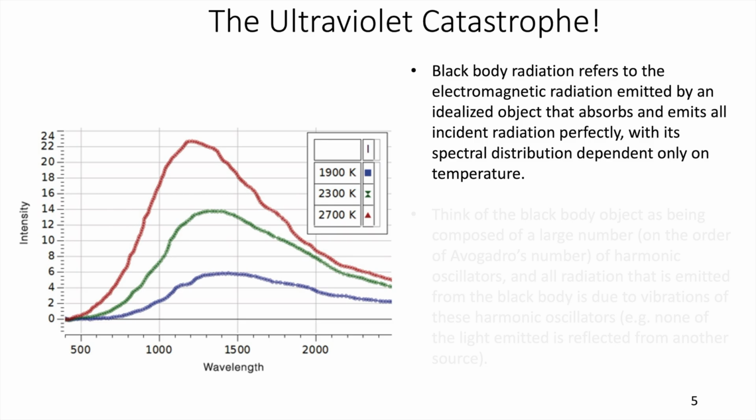If you heat up a piece of steel or something, it starts to glow red. So again, blackbody radiation refers to the electromagnetic radiation emitted by an idealized object that absorbs and emits all incident radiation perfectly, with its spectral distribution dependent only on temperature.